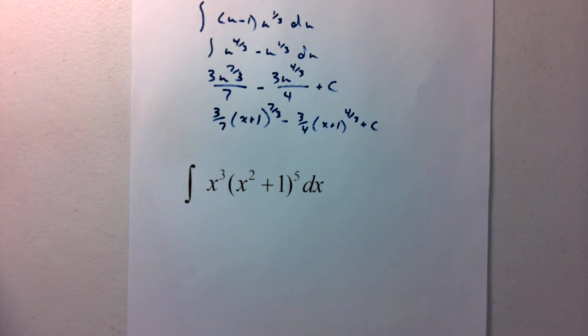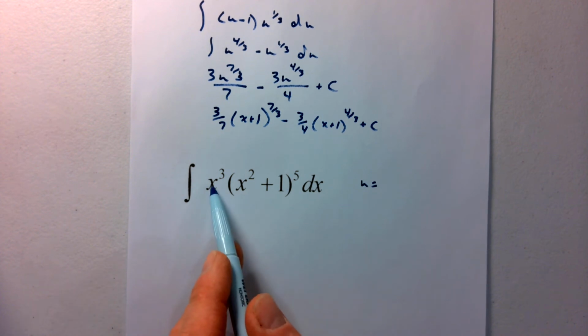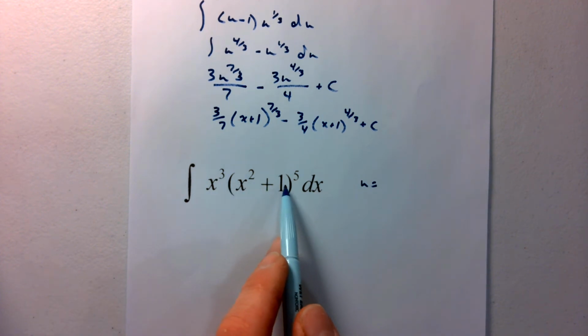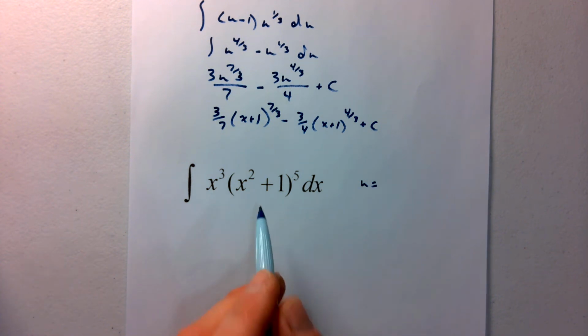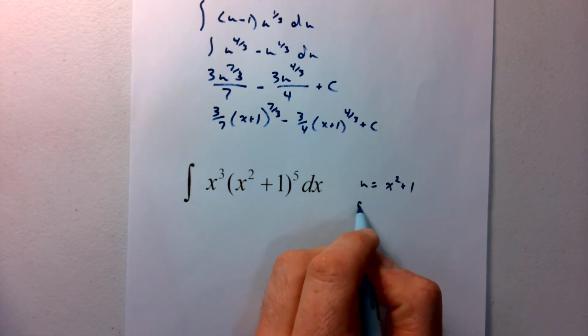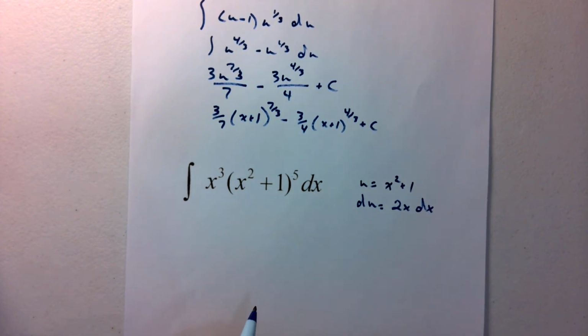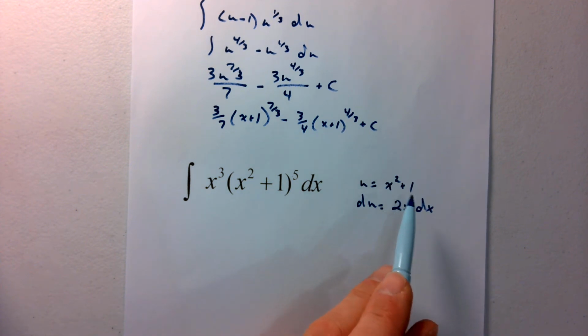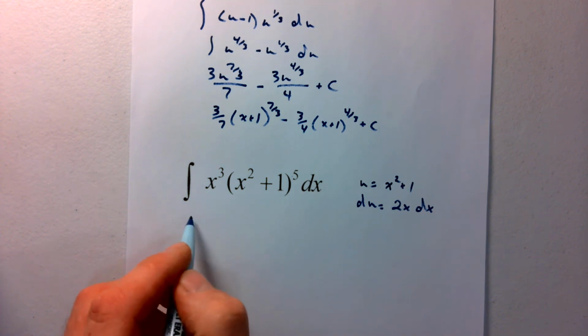And I'm going to go on to the next problem to show us how that problem is going to be set up. Here we have x to the 3rd times x squared plus 1 to the 5th dx. So what do I want my u to be? Well, u is going to be that quantity of x squared plus 1. So du is going to be 2x dx. Well, that's interesting because now I've got an x in there. Didn't have the x's before, and I had that 2 as well.